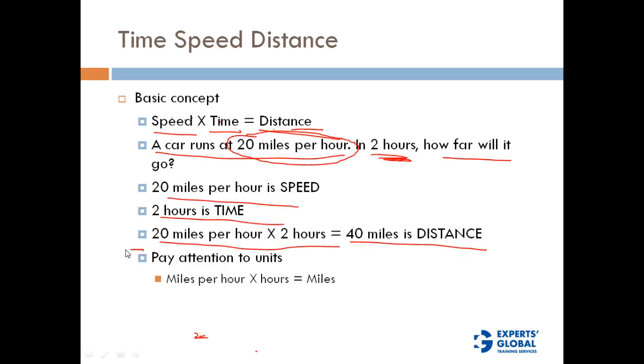Again, pay attention to units. Miles per hour into hours is going to give us miles. So the only thing you have to remember is this formula: rate into time is equal to work. If it's time, speed and distance, this is time into speed is equal to distance.